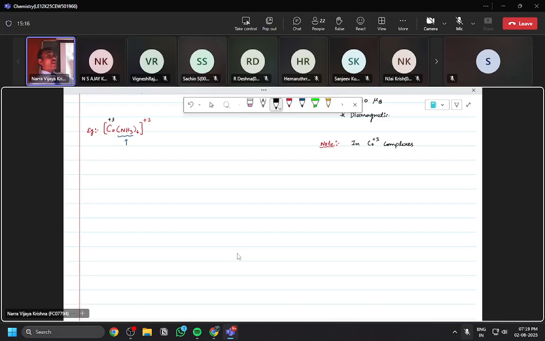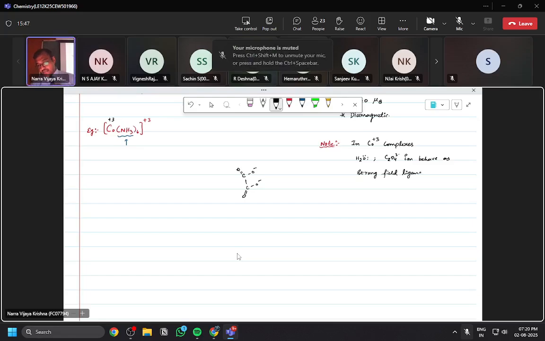Generally, ammonia is a strong field ligand, right? Not only ammonia, water and oxalate C2O4 2 minus. Can I write as oxalate or not? C double bond O minus, C double bond O minus. Oxalate ion, right? Also behave as strong field ligand. Special cases.